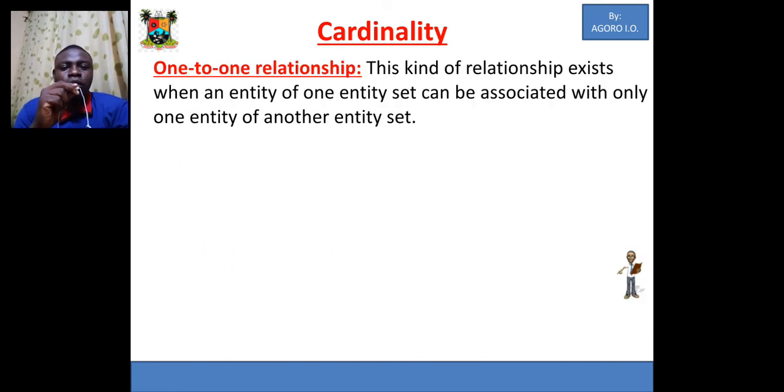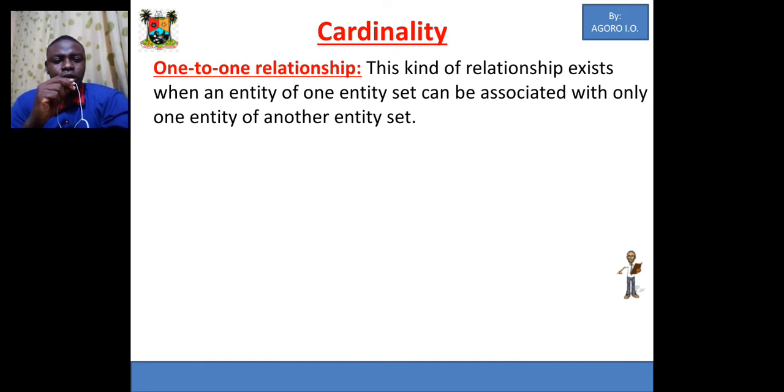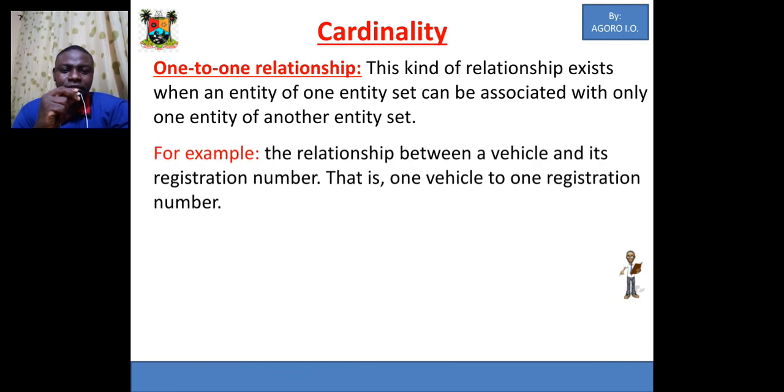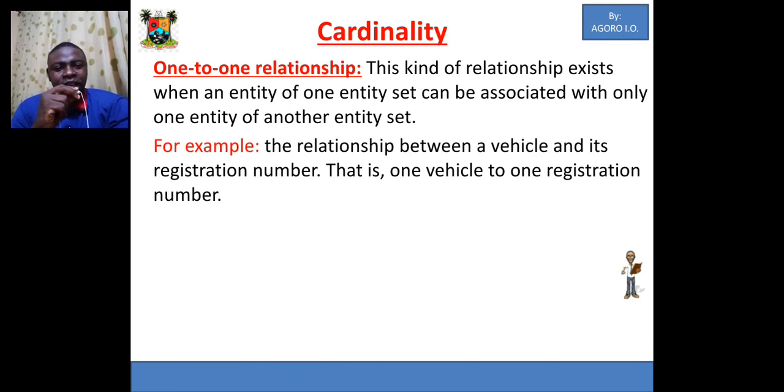What do you understand by one-to-one relationship? This kind of relationship exists when an entity of one entity set can be associated with only one entity of another entity set. For example, the relationship between a vehicle and its registration number, that is, one vehicle to one registration number. Have you ever seen a vehicle with two registration numbers? No. So this relationship is one-to-one relationship.